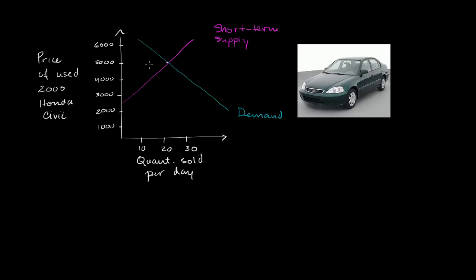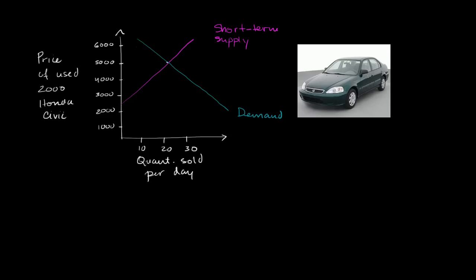Or another way of thinking about it, at a very high price, the demand for 2000 Honda Civics will be low, or the quantity demanded will be low, and at a very low price, the quantity demanded will be very high. And another way of looking at the short-term supply, at a low price, the quantity supplied will be low, and at a high price, the quantity supplied would be high.